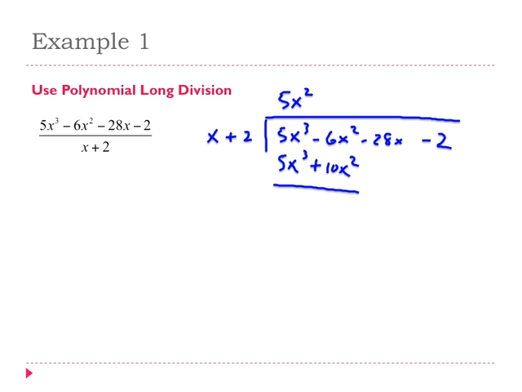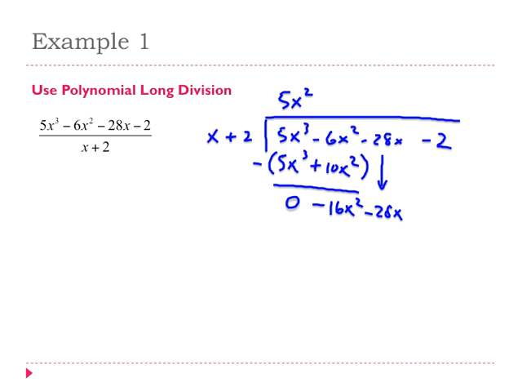Now there's another important thing to consider when you're doing polynomial long division, and that is we need to subtract this entire binomial, 5x cubed plus 10x squared. Well, the way that works is we're going to have 5x cubed minus 5x cubed, which is essentially 0. And then we're going to have negative 6x squared minus 10x squared, which is negative 16x squared. That's where I see most students go wrong with polynomial long division. And the next step is to move down the next term, which is negative 28x.